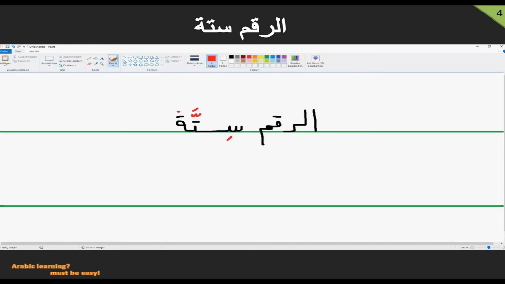ستة. There are two ways to write ستة because of the letter sin. So الرقم ستة, 6, with second sixth, then we have 66 and 6 more, then 666, etc.